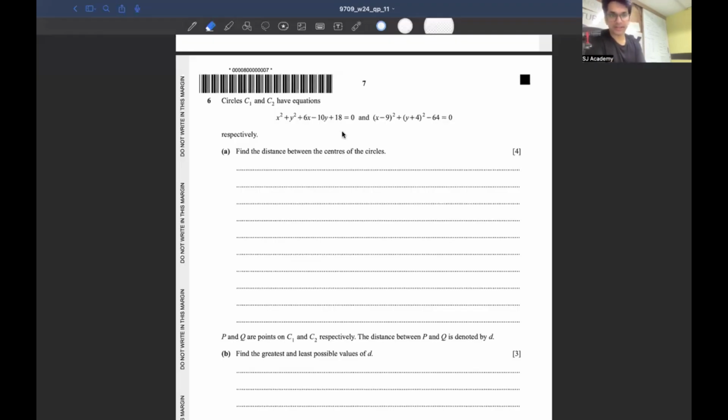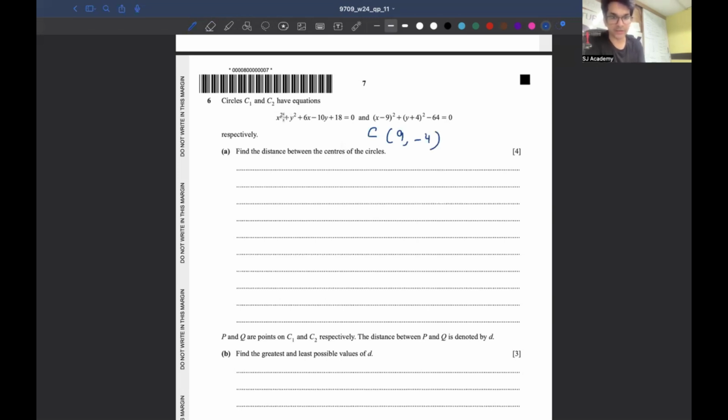In question 6, it says that circles C1 and C2 have the given equations, and we have to find the distance between the centers of the circles. Now for the circle C2, we know that the center is (9, -4). So the center is given as (9, -4).